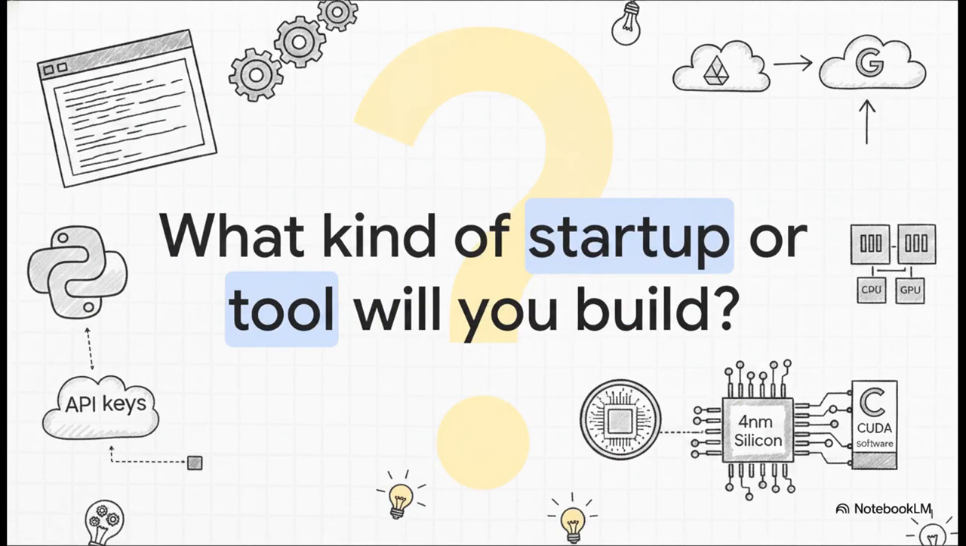So we have covered a lot of ground today. You now understand the full stack, from setting up secure Python API keys to bridging to Google's Agentic AI, all the way down to 4nm silicon and the incredible CUDA software that glues it all together. We've gone from the conceptual code down to the microscopic hardware. You now possess the exact same foundational knowledge and tools that the world's largest tech giants are using every single day. So the only question left for you is, armed with all this power, what kind of startup or tool are you going to build next?